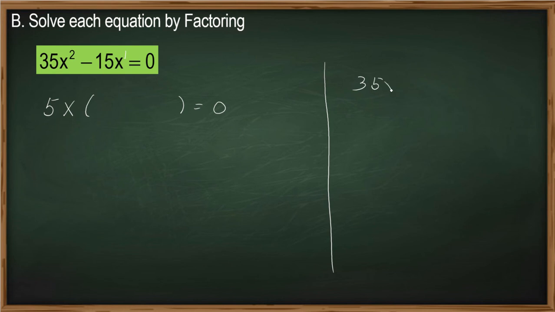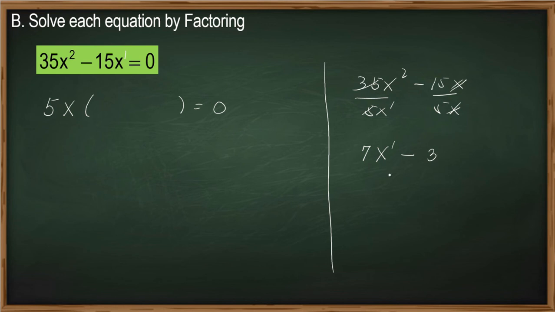Ibig sabihin yan, lahat ng terms ay i-divide natin sa common factor na 5x. Okay. So, 35 divided by 5 is equal to 7. X squared divided by x is equal to x. Okay, remember the quotient law on exponents. We copy the common base and subtract the exponents. 2 minus 1 is equal to 1. Then, we have minus 15 divided by 5 is equal to 3. X divided by x is equal to x raised to 0, and x raised to 0 is equal to 1.